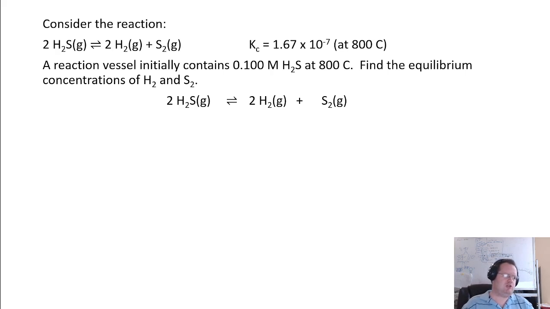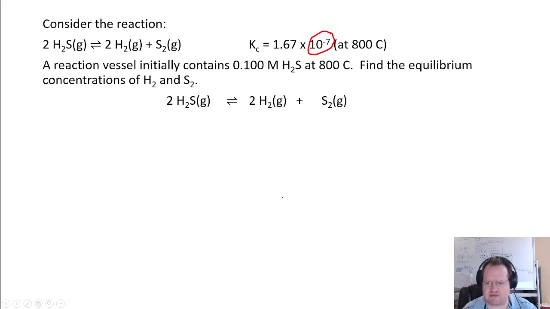So consider the reaction 2H2S reacts to form 2H2 plus S2 with a Kc of 1.67 times 10 to the negative 7th. And we're given some information about the reaction. We're initially at 0.1 molar H2S, and we want to find the equilibrium concentrations of the products, H2 and S2. What's important here is look at this value for Kc. It's 10 to the negative 7th.